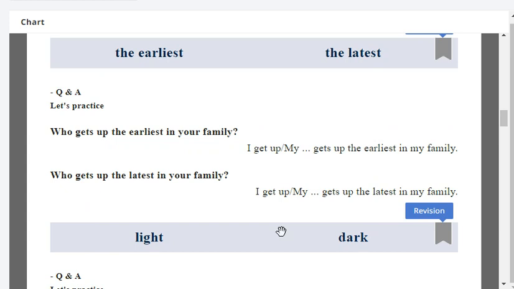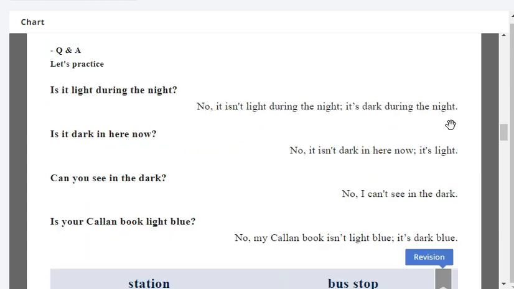Who gets up the latest in your family? My sister gets up the latest in my family. Very good. Is it light during the night? No, it isn't light during the night. It's dark during the night. Is it dark in here now? No, it isn't dark in here now. It's light. Very good.